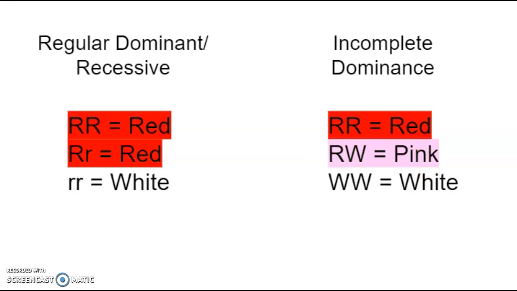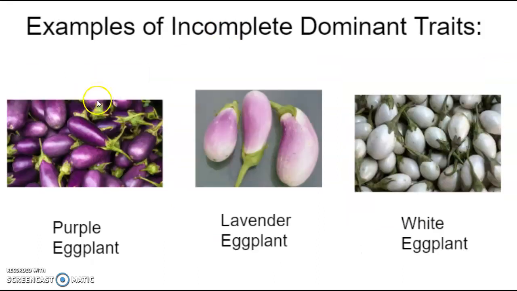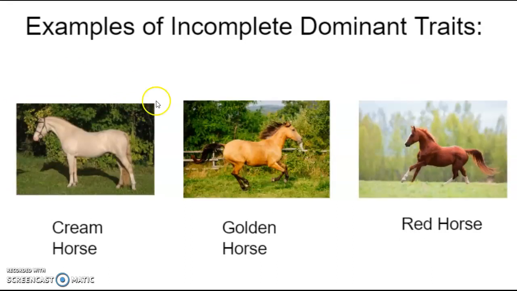Some examples of incomplete dominant traits. Here, waviness. So we've got curly hair, we've got wavy hair, and straight hair. Somebody with a straight hair gene marries somebody with a curly hair gene, and they get somebody with wavy hair, kind of in the middle. Some examples of coloring, like dark purple versus white. They blend to make light purple. And horses. White with red oftentimes leads to a goldish color horse.